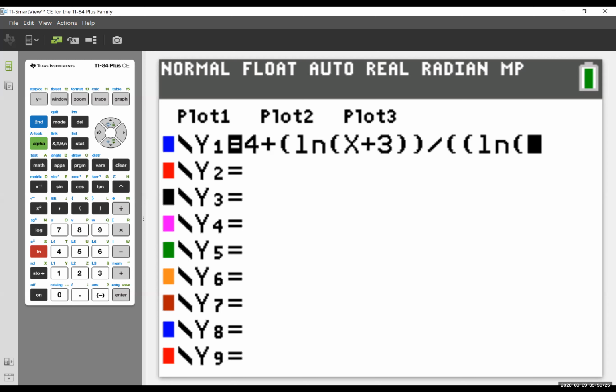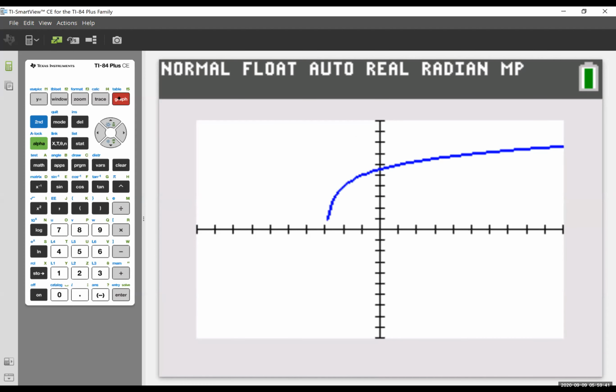Give me a second, I think I double clicked that. There we go. Got a little fast response there. But I have the natural log of 2, closing the argument, closing the denominator. So we enter this and we graph it. It looks like we have the same graph. Let's copy it over and see, so we can compare it.